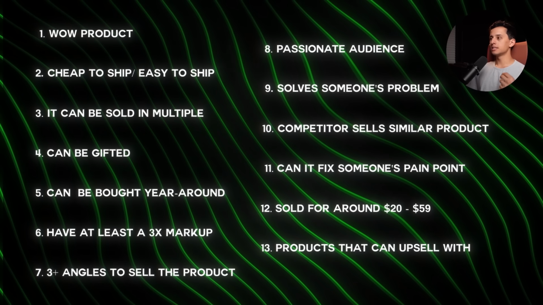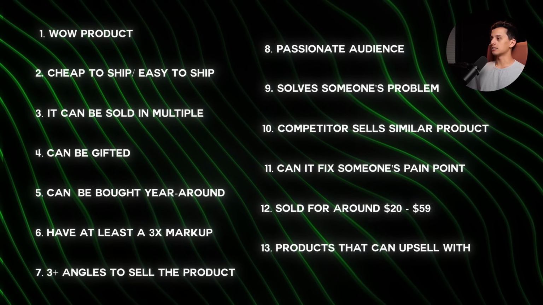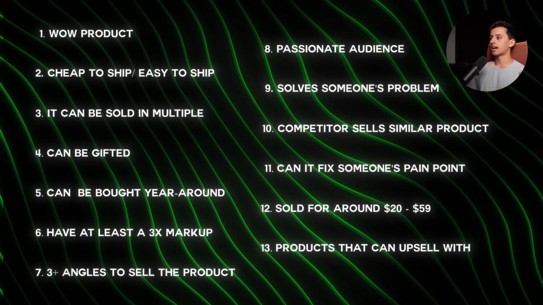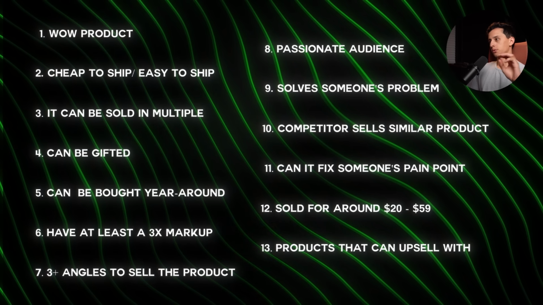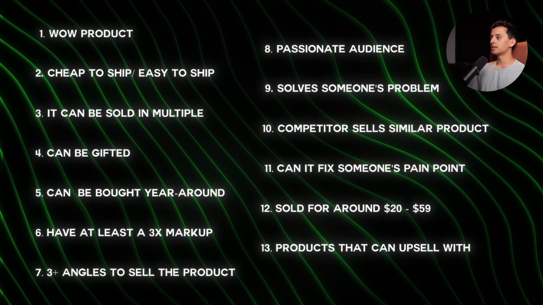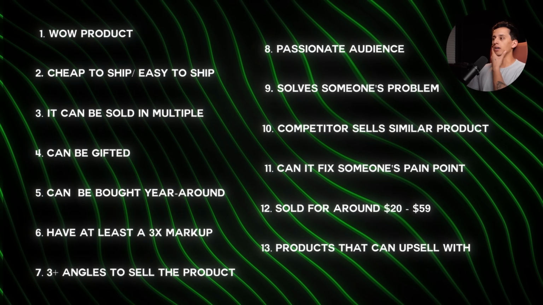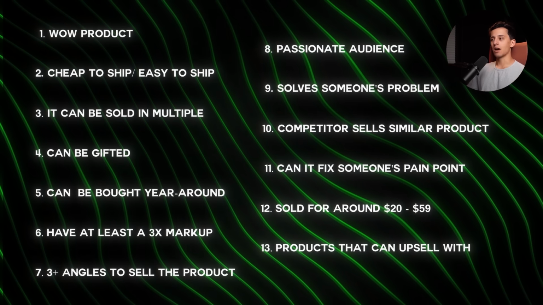I've sold millions of dollars in clothing, and I do a lot of clothing niche sales because you can sell a ton of product inside the clothing niche. So that's number 3. Number 4, it can be gifted. This means you can sell something that someone else can buy as a gift. And again, it doesn't have to fit into all of these criterias, but it does help for sure.